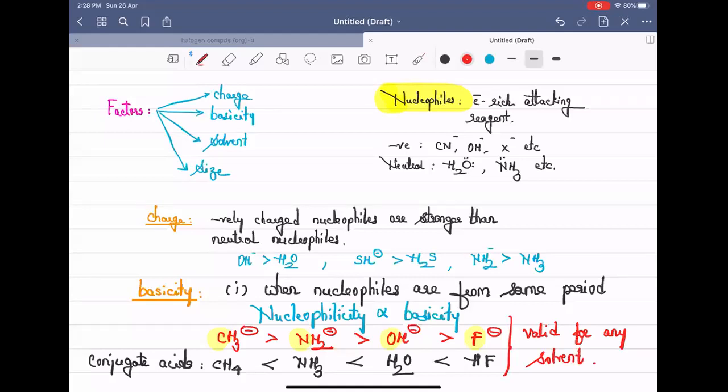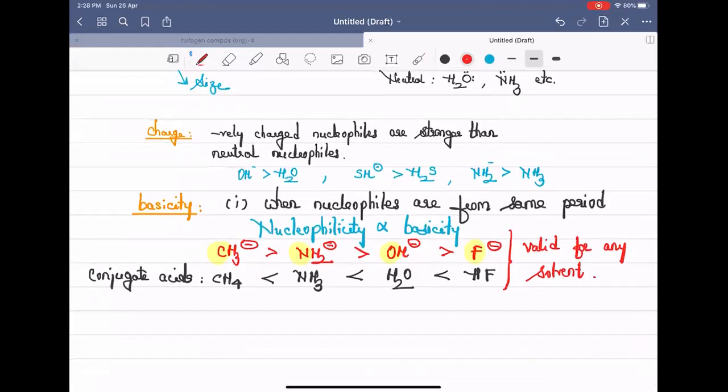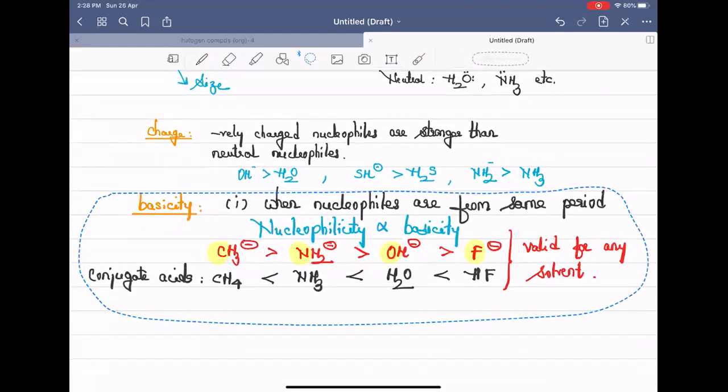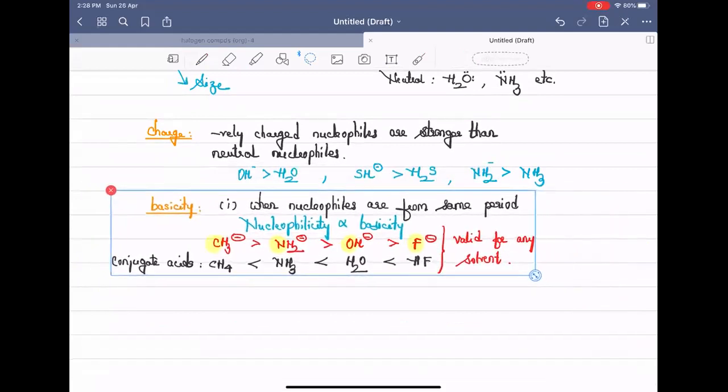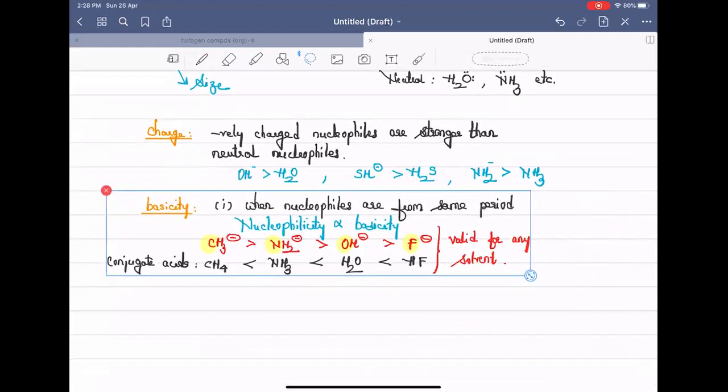Okay. So this was about the basicity, which is observed for donor atoms which are from the same period. We say going from left to right in any period, nucleophilicity decreases. That is what it means. As you have seen here, going from left to right, the nucleophilicity decreases. Clear?